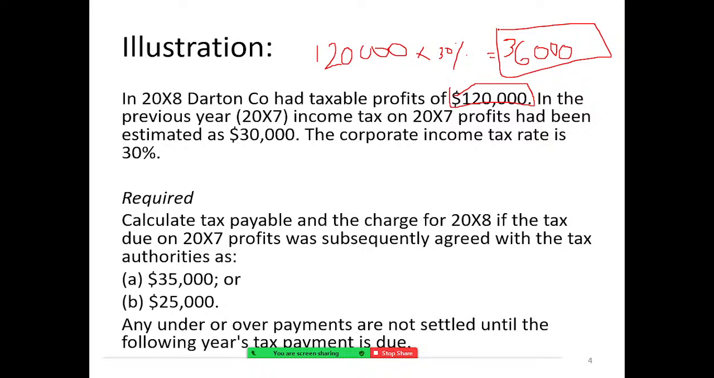Yeah, it's a payable, so it comes under current tax liability. Here, in the previous year 2017, income tax for the period had been estimated at 30,000. Income tax of 30,000 is the estimated value, but the actual amount is 35,000, income tax in the previous period.